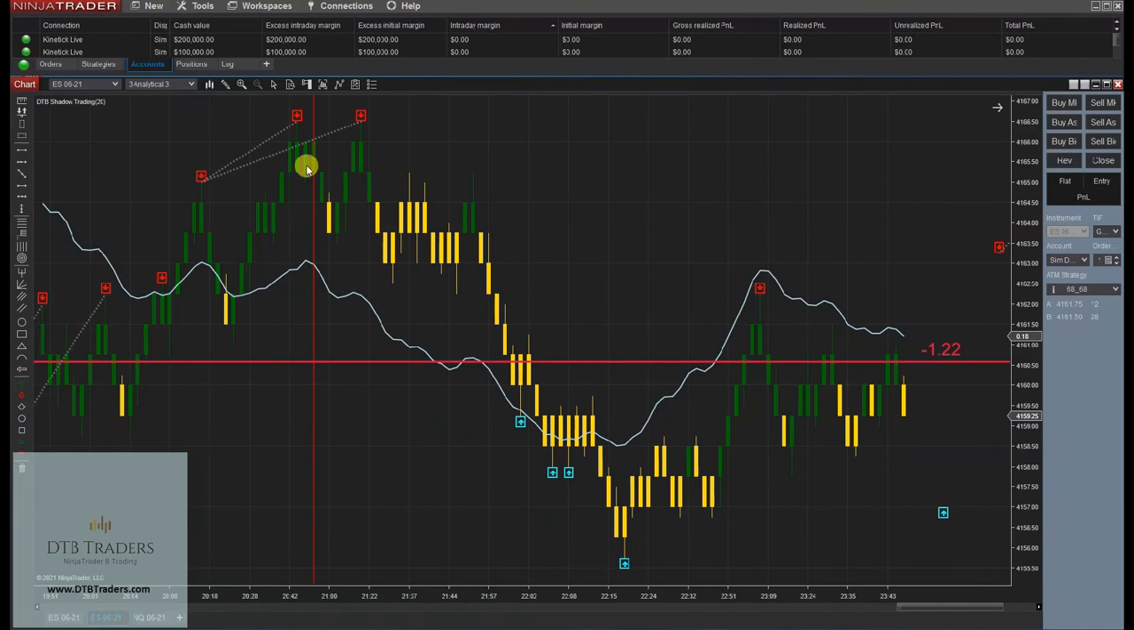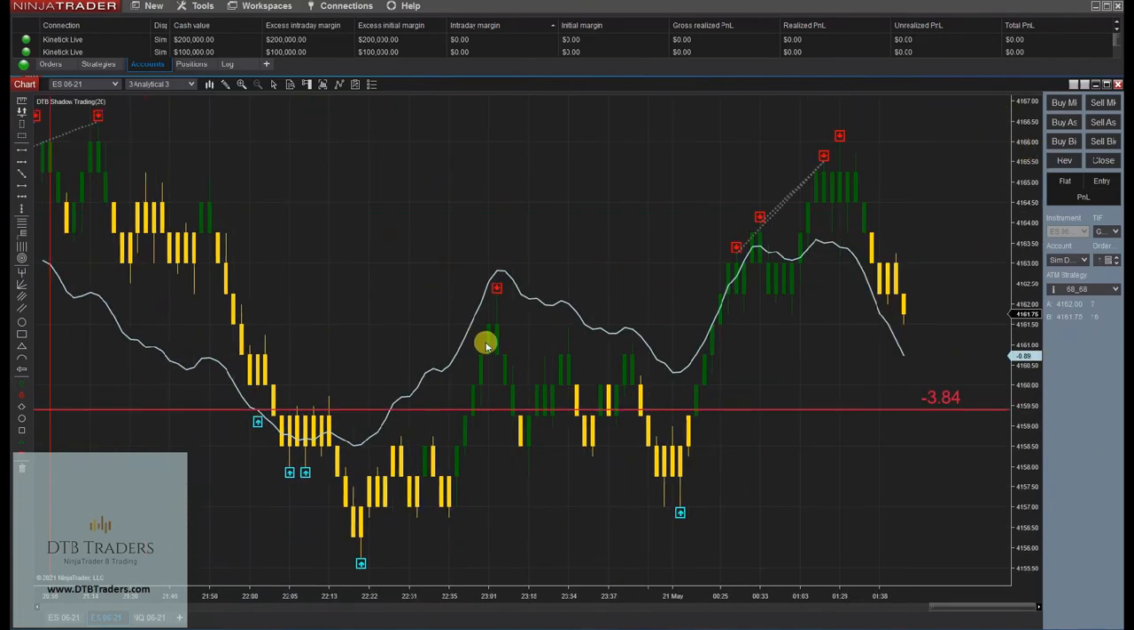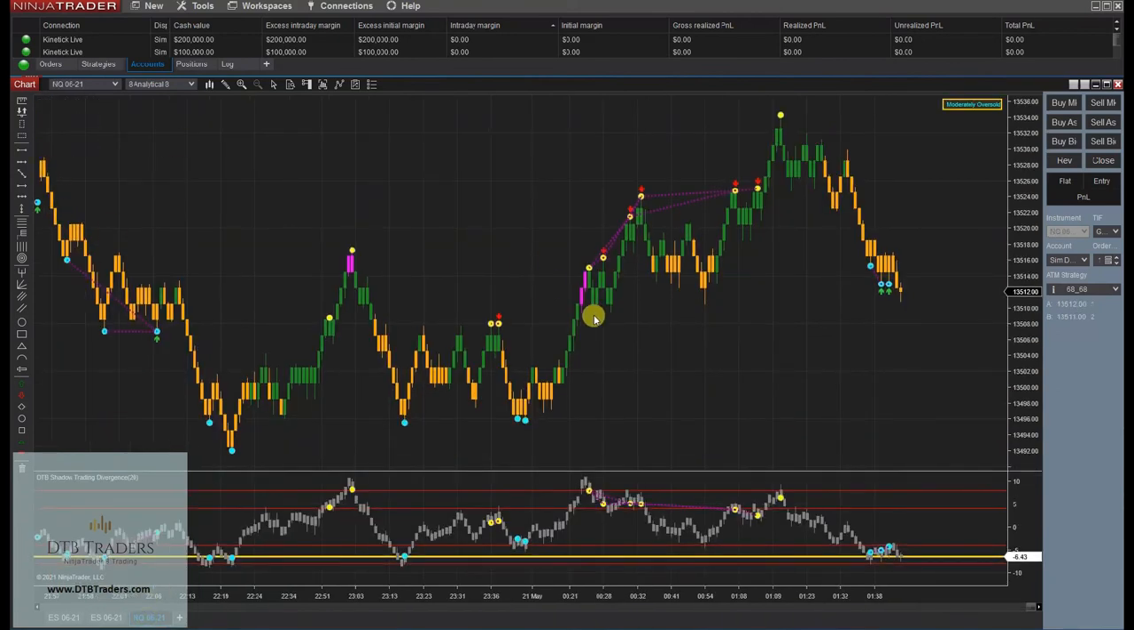In fact, I did a video once of only trading these arrows, and it was extremely successful. But we do want to use the momentum line as a bonus. Okay, so the next version of this indicator is called the Shadow Trading Divergence.